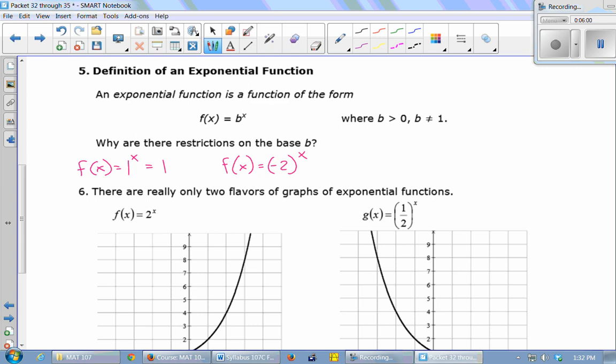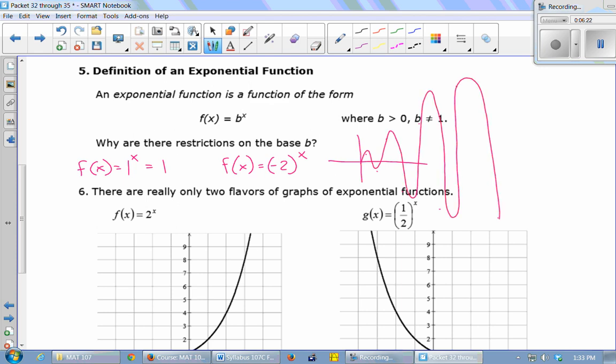It would be all over the place. Why? It would switch from positive to negative depending on the value of x, right? When x is even, it would be positive, and when x is odd, it would be negative. So this graph would look like, right, something like that.